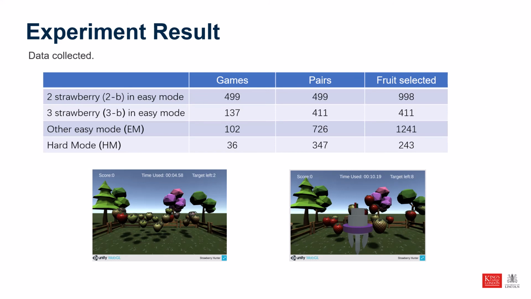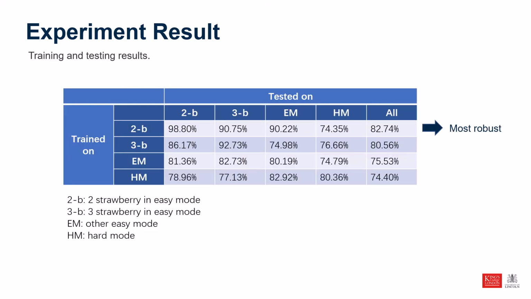This is the information on the dataset collected from the game until April this year, and it's shown in this table. We consider data from easy mode games that had just 2 and 3 ripe strawberries as separate from data gathered from other easy mode games. So here we have 4 datasets: 2 strawberries in easy mode, 3 strawberries in easy mode, other easy mode games, and the hard mode.